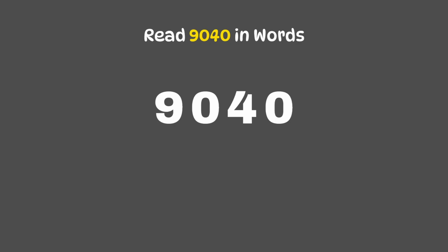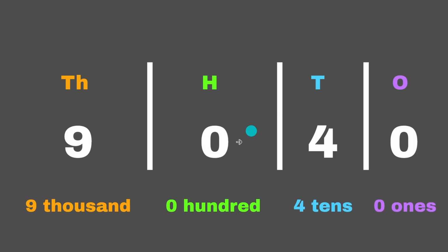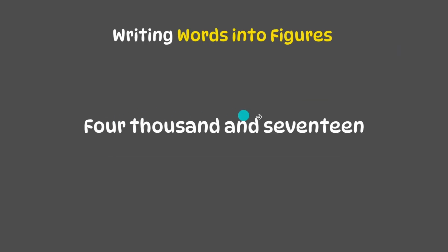Now we will try reading another number. Here we have 9040. First we will break it into place values. So we have 9 in the thousands place and 0 in the hundreds place, 4 in the tens place, 0 in the ones place. So you can see we have 2 zeros, one in the hundreds place and one in the ones place. So when we read the number, we will skip the hundreds and the ones place. So we read the number as 9,040.